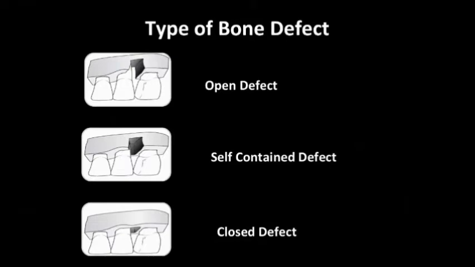The second one is the self-contained defect. As you can see here, there is a defect on the buccal side, on the occlusal side, but on the palatal side we still have intact bone, as you can see in our case today. And the third one is called the closed defect. In the closed defect, as you can see, there is bone missing only on the occlusal surface. All other walls are intact with bone, and this is one of the easiest bone defects to augment, as it has blood supply from all sides.